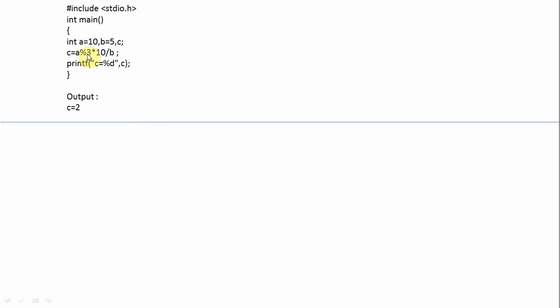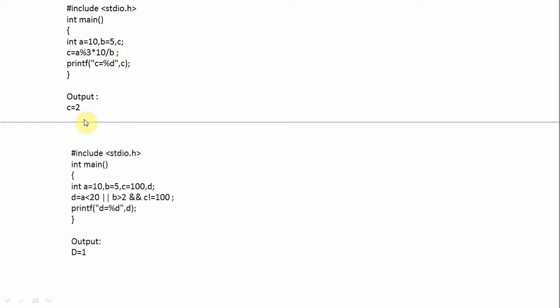and then 1 will be multiplied by 10. The sub expression output would be 10. Then we will divide it by 5 because the value of B is 5. So 10 divided by 5 will give you 2. So the output would be 2.